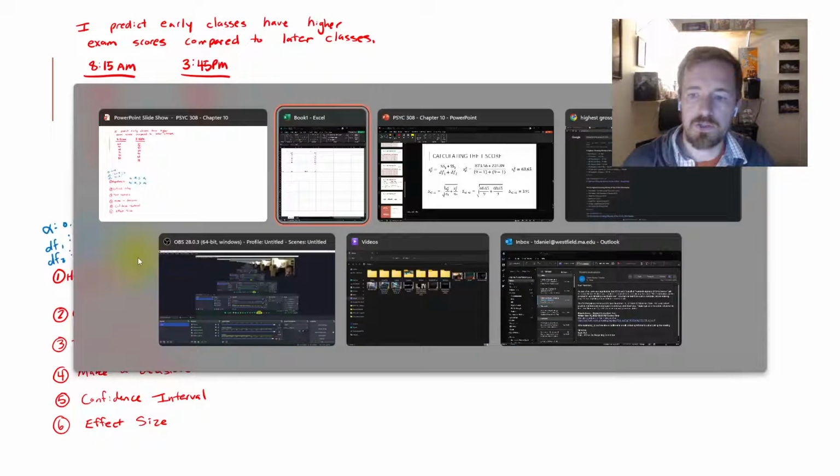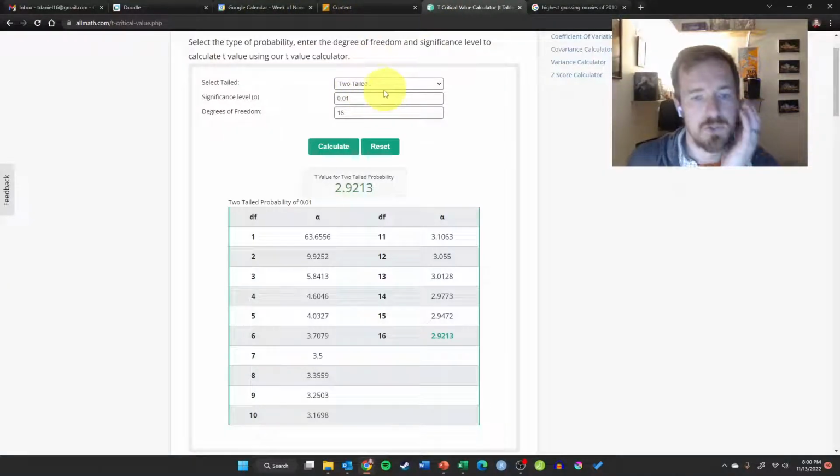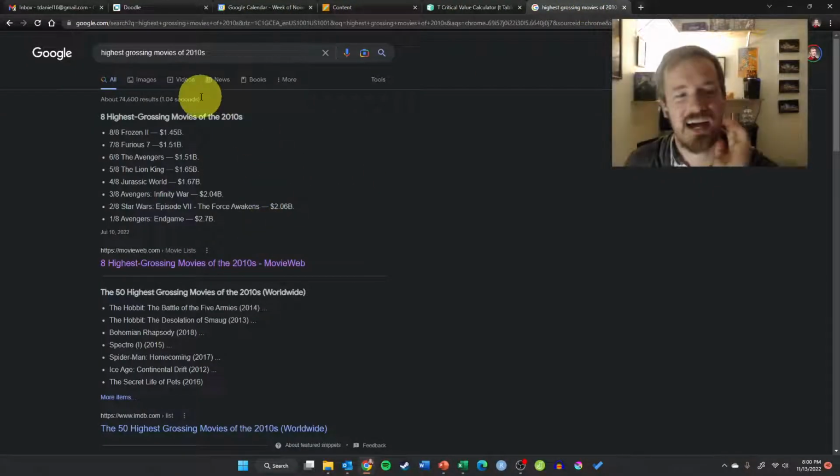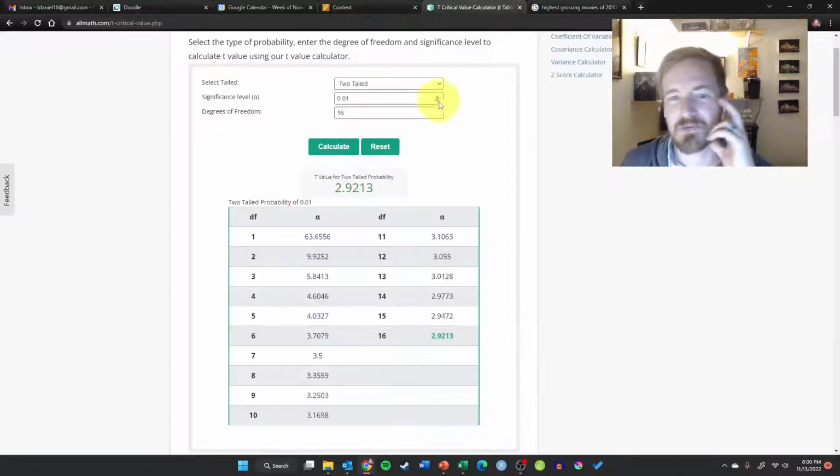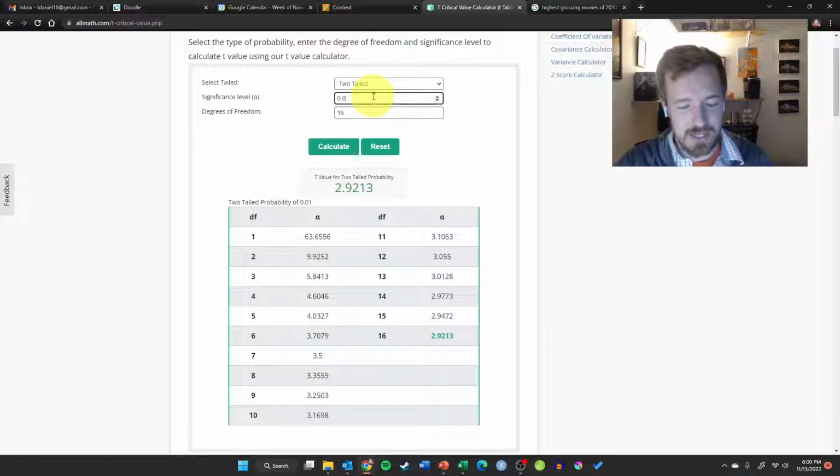So I'm going to pop over here to... you can see I had the highest grossing movies of the 2010s up because I was going to try to come up with an example with that, but it was way too much work. So I bailed on that.